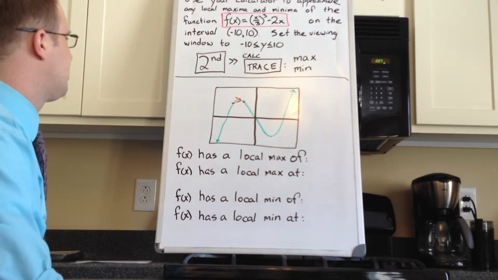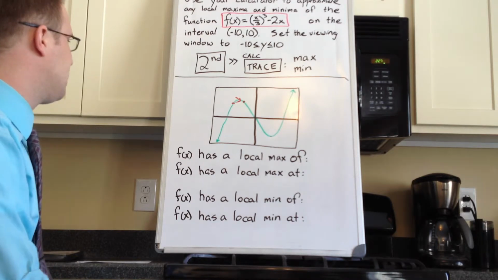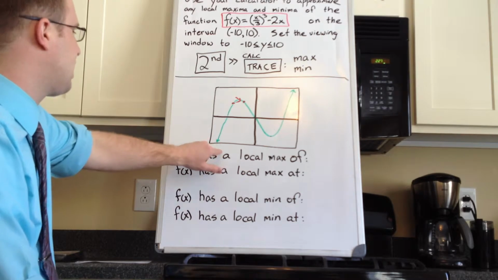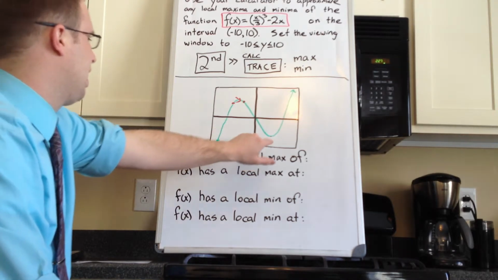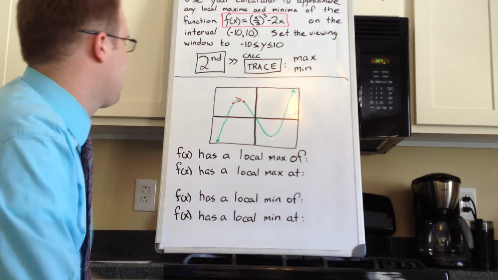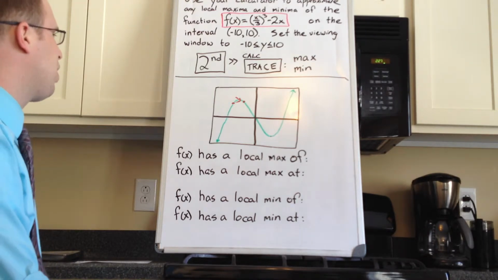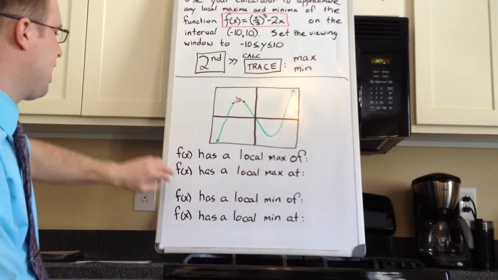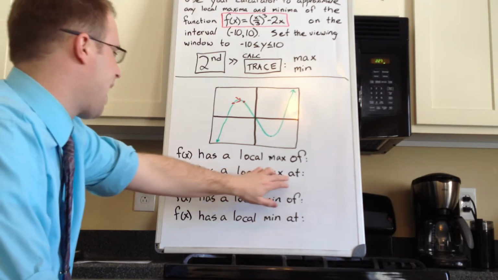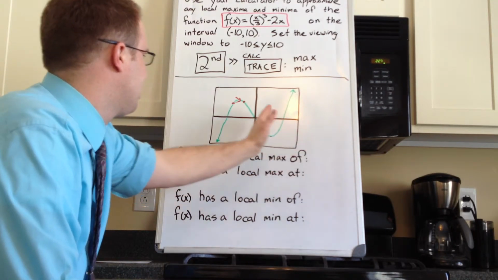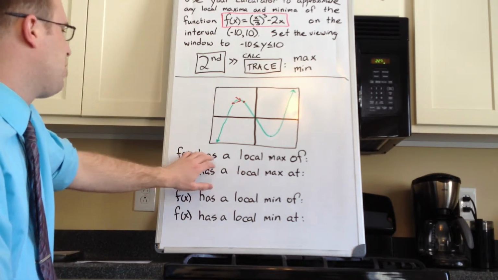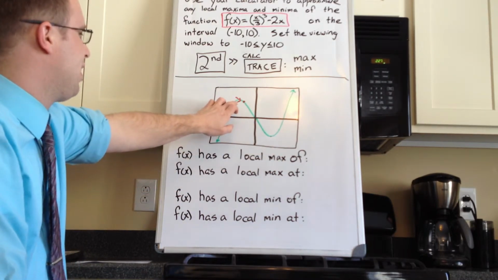Once I put my guess in and hit enter that third time, it's going to spit out an ordered pair. It'll say x equals and then give me a decimal, and y equals and give me a decimal. X is where the local maximum is located. So when I say f of x has a local maximum at, that's where you put the x value. That's where it is located. And then when it asks you what the local maximum is, you put the y value.